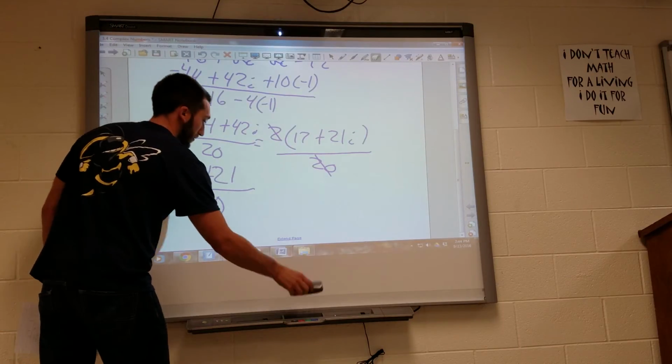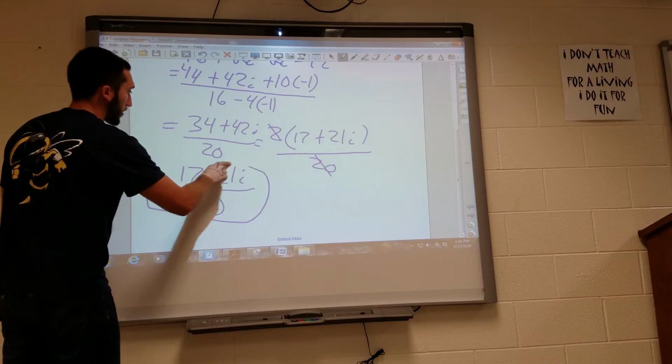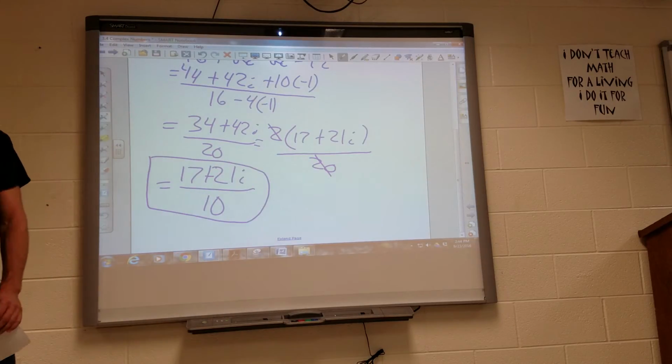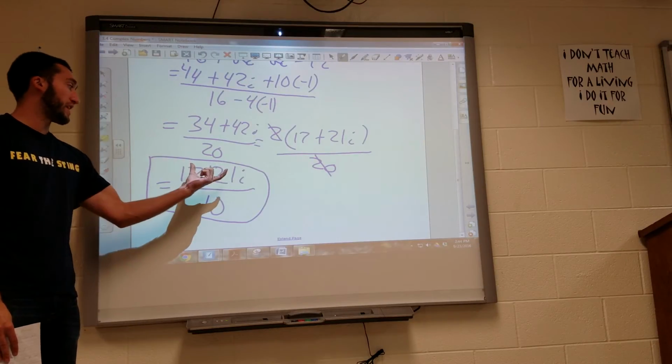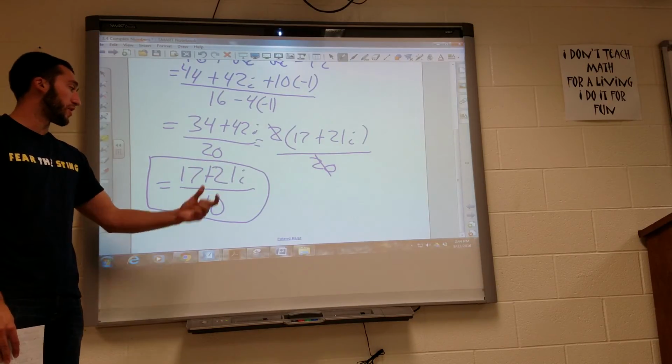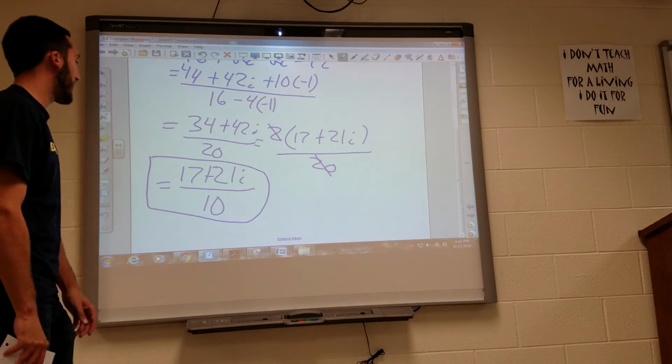I don't like how that i looks there. Okay, so my overall answer of dividing those complex numbers gives me this, right? Which is good because now we just have the complex number in the numerator and we have a real number in the denominator. So a whole lot neater.